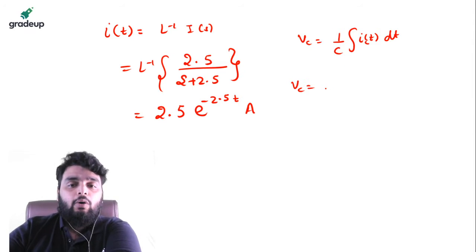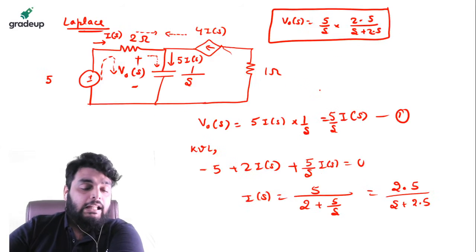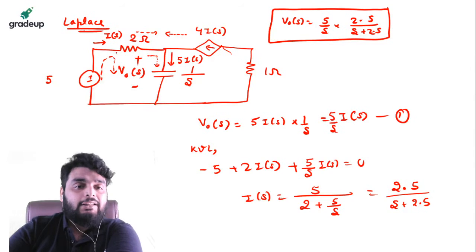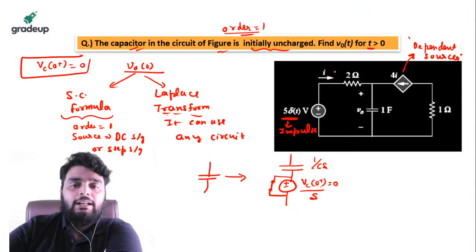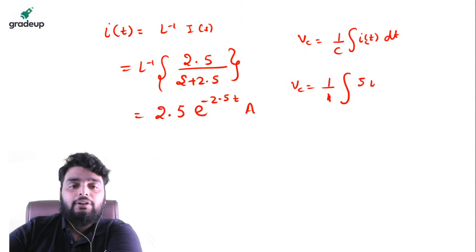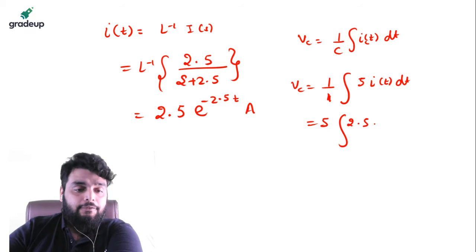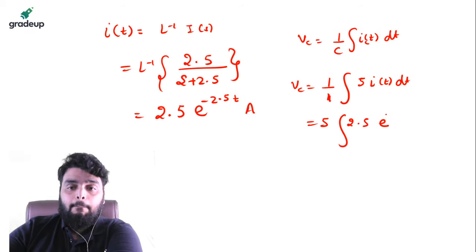Now the capacitance given is 1. How much current is flowing through the capacitor? IT plus 4IT, so 5 times IT dt. Yes or no? Now what is IT? IT is this particular equation: 2.5 e raised to power minus 2.5t dt.